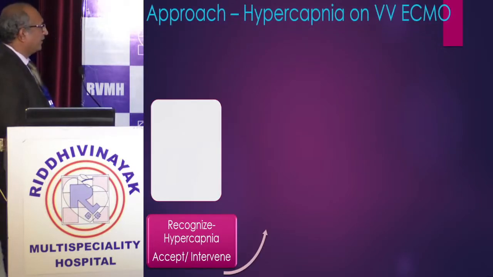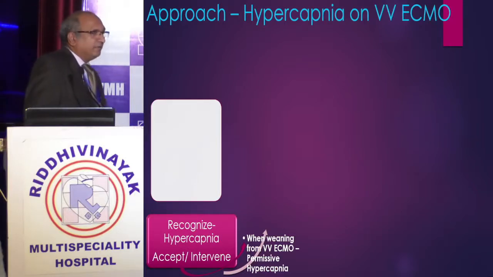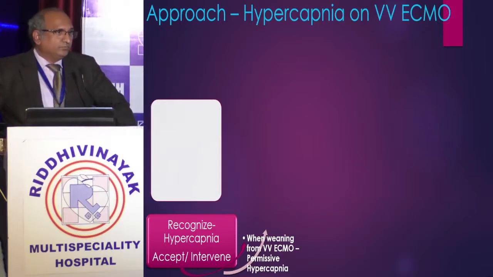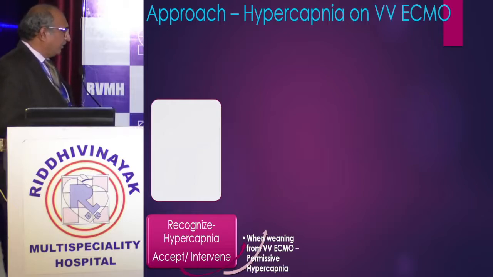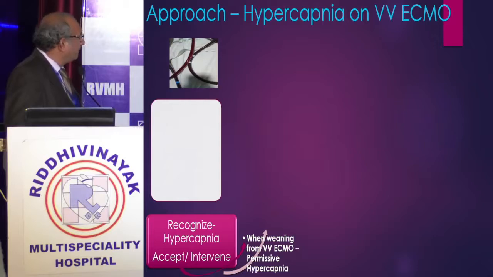Next is hypercapnia. See, hypercapnia you can get at the time of weaning, or when the patient is on ECMO. At the time of weaning, if you get hypercapnia, you usually tend to accept it because you go for a permissive hypercapnia. That is important when you are weaning the patient from VV ECMO. You consider it as a permissive hypercapnia, so you accept it and you don't intervene. But if it is during the ECMO run, you might have to intervene.